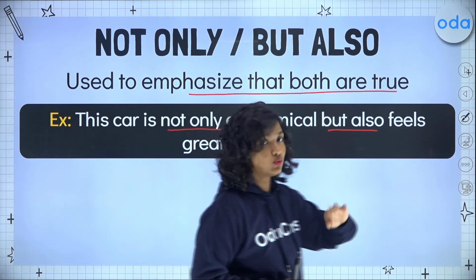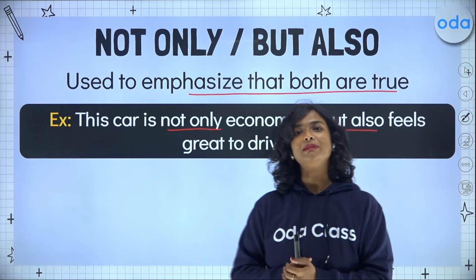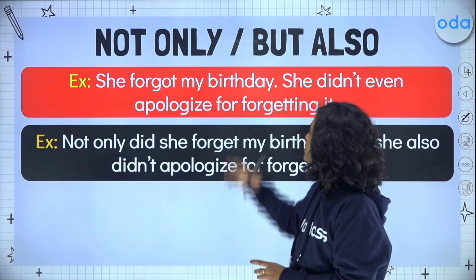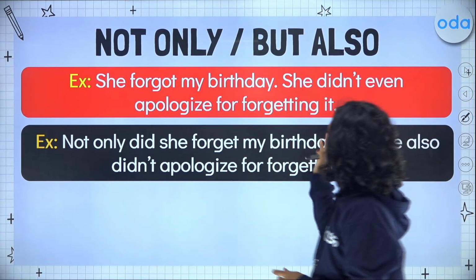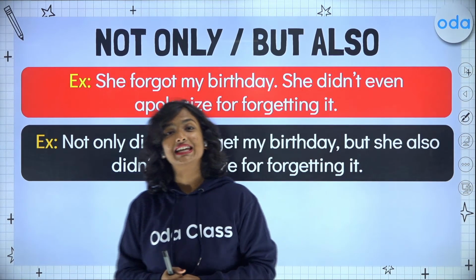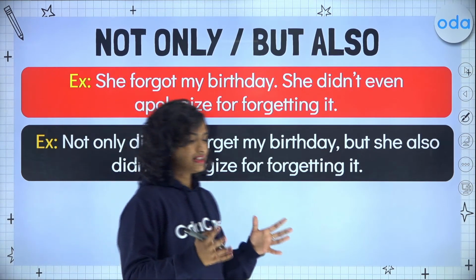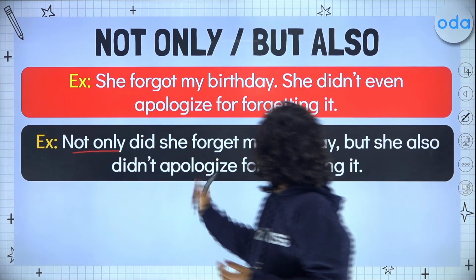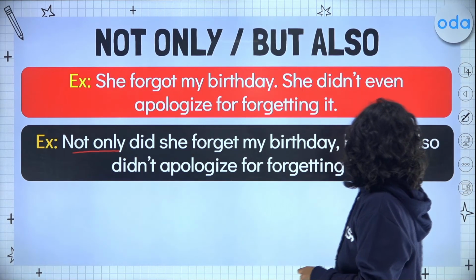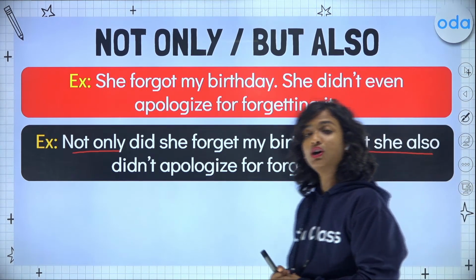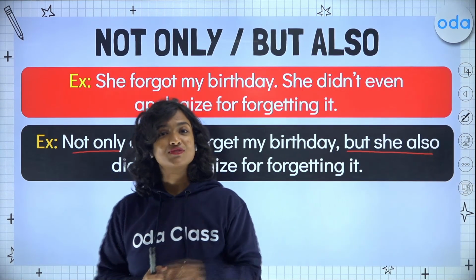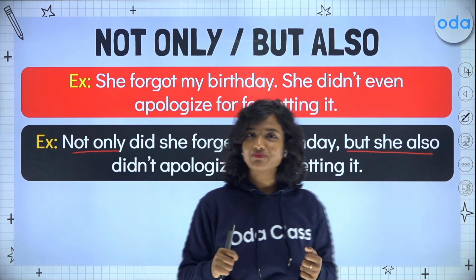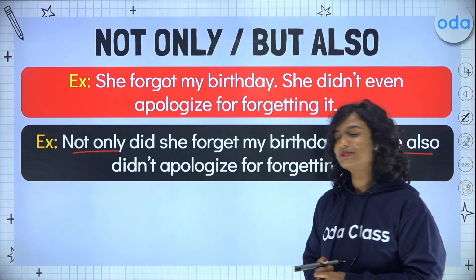So you might expect one of them to be true, but wait, let me tell you, it's both of these. So, one more example. She forgot my birthday. She didn't even apologize for forgetting. So here, once again, we are trying to emphasize this, right? So not only did she forget my birthday, but she also did not apologize for forgetting. So here we see the emphasis. Not only did she forget my birthday, but she also did not apologize.